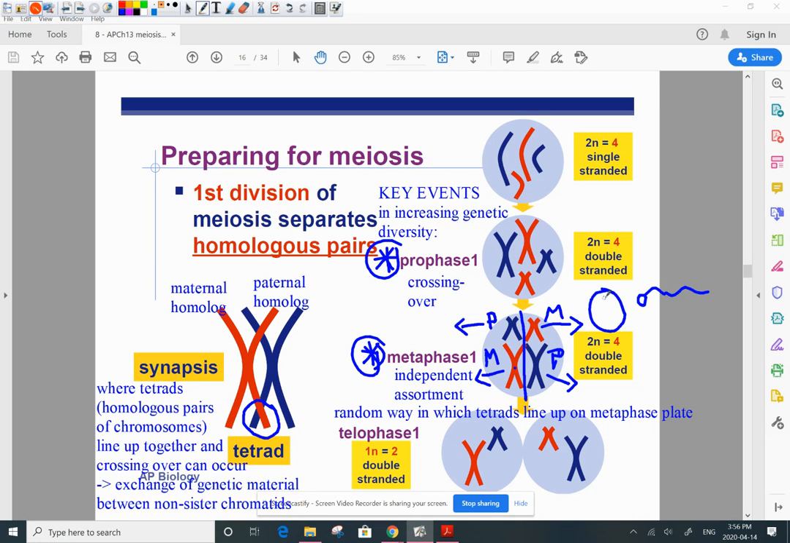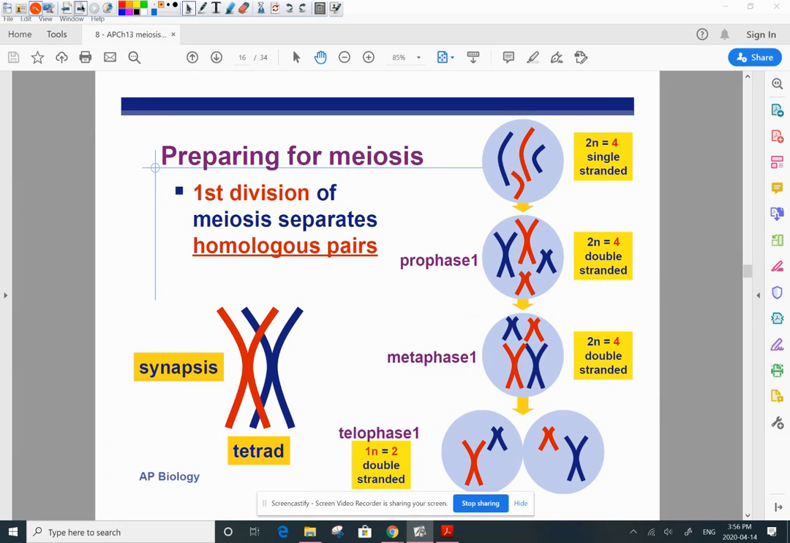Well, it's going to have some of mom's genetic information, some of dad's genetic information, and it's totally going to be different than this cell that forms. If this is the egg cell, then instead that is fertilized by a particular sperm. Okay, so this independent assortment is the random way that these tetrads are lining up in metaphase down the metaphase plate. So in meiosis 1, this first division, we're separating the tetrads, the homologous pairs, into chromosomes.